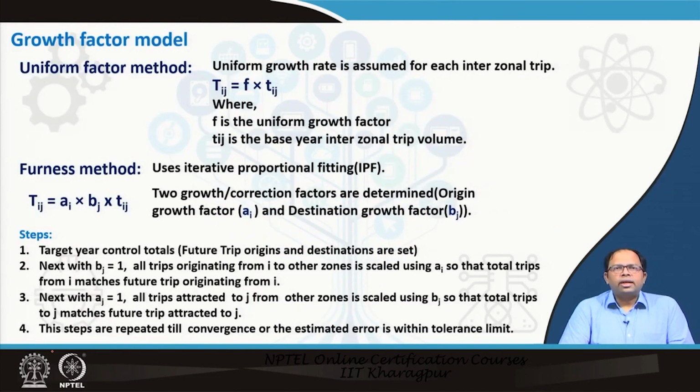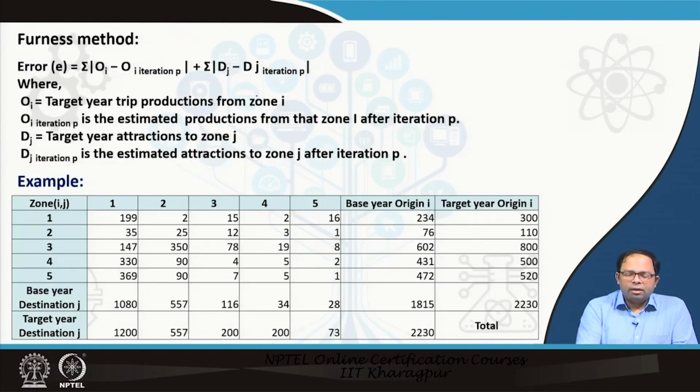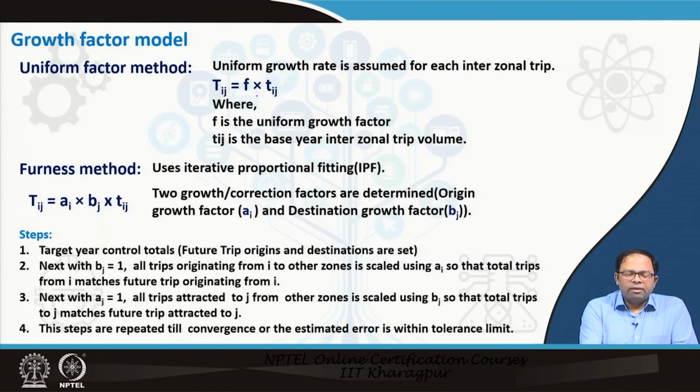So, next we come to the growth factor model, where we have already discussed the uniform growth factor earlier. That means we take a factor f and multiply it with all the base year Tijs, and we get the predicted year interzonal Tij value, so interzonal volume. So, this is one method which is very simple. Similarly, we have the average factor method, and then we have two more methods, the Furness method and the Fratar method. So, we will discuss these two methods.